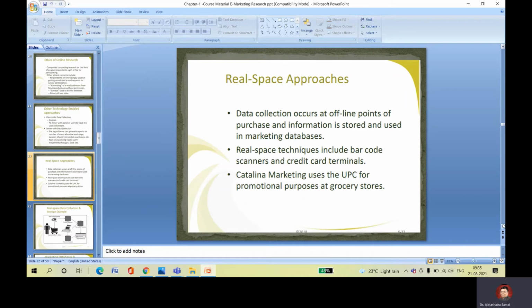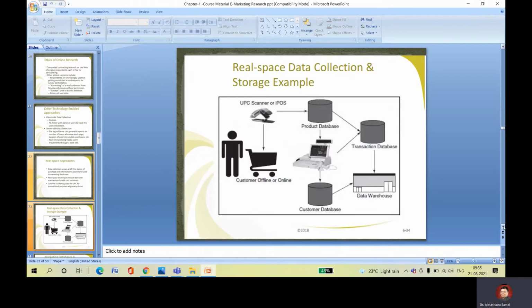Real space approaches: data collection occurs offline at the point of purchase. The offline point-of-purchase information is stored and used in a marketing database. Real space techniques include barcode scanners and credit card terminals. Catalina Marketing uses the UPC for promotional activities at grocery stores. This is the real space approach. So this is called real space data collection.